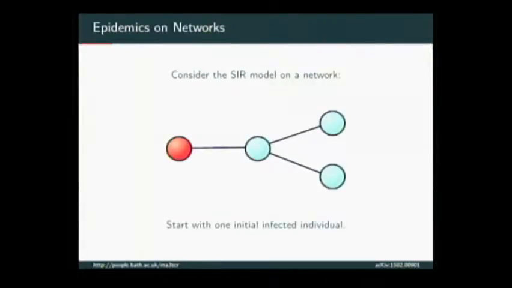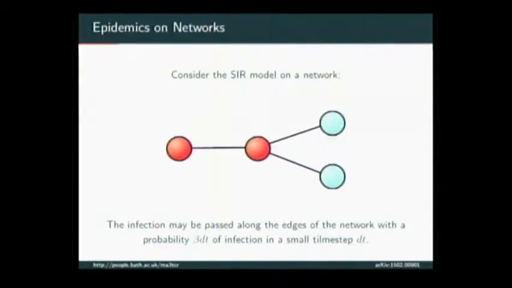The idea is that you have three states. You can be susceptible, infective, or recovered. These light blue guys are susceptible, so they might get the disease. Then you start it off with one initial infected individual, and I'll color them red. So they've got the disease, and then that can spread. And it spreads over the edges in the network.